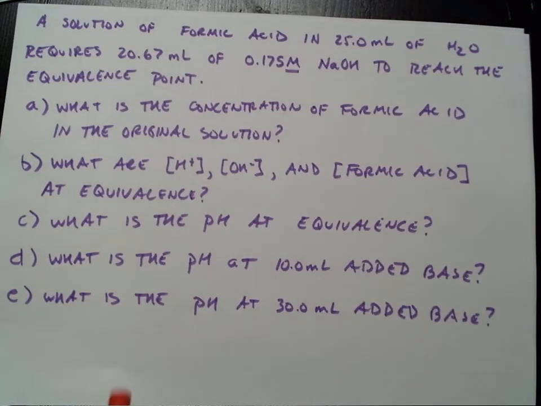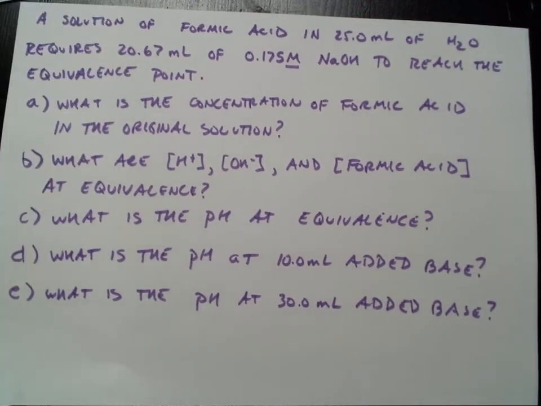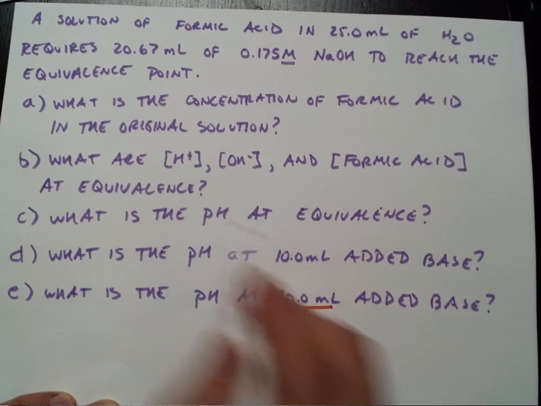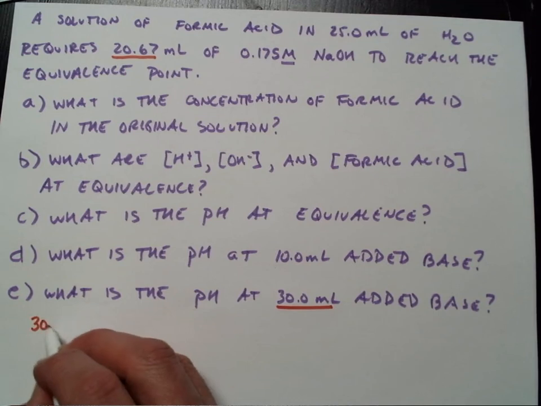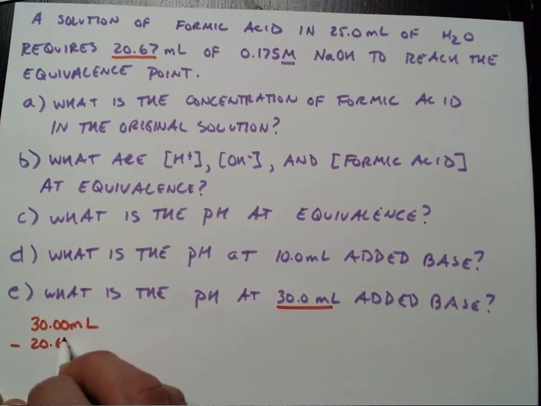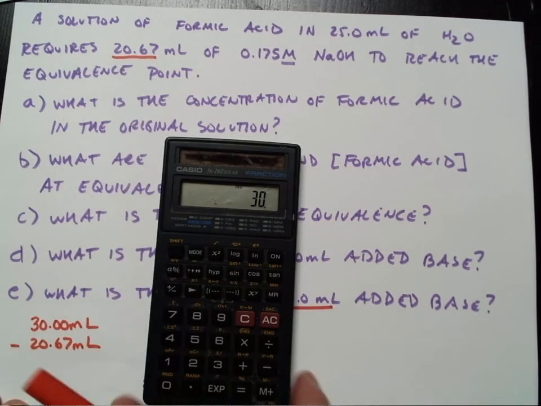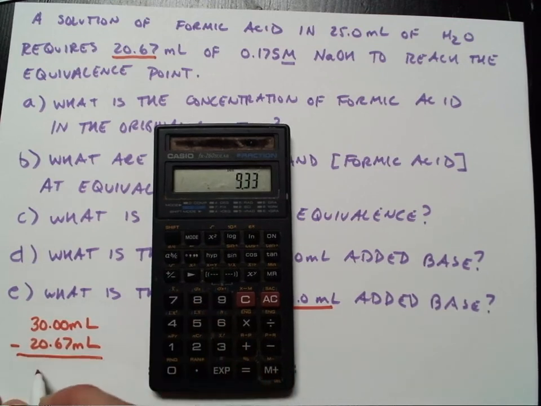Last one here. What's the pH at 30 mils added base? Well, this is going to be easy. I know you're not believing me, but this is going to be a piece of cake. This won't take long. At 30 mils added base, I know I've added an excess of this. Let's see, 30.00 mils minus 20.67 mils required to get me to equivalence. 30 minus 20.67. That means I've added an excess of 9.33 milliliters of hydroxide.